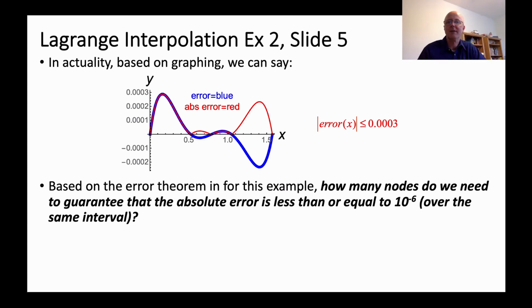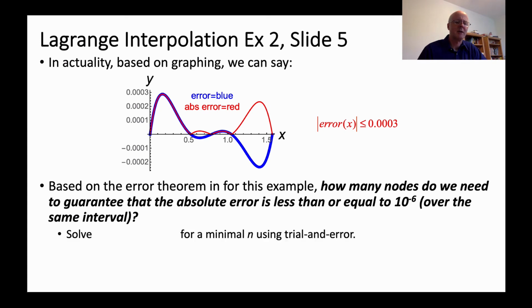Here's a question that I could ask my students on a homework or a test question. And if you're watching this video and you're not my student, you may be asked a question like this as well. Based on the error theorem for this example, how many nodes would we need to guarantee from the theorem that the absolute error is less than or equal to 10 to the negative 6, 0.000001, over the same interval here from 0 to pi over 2.